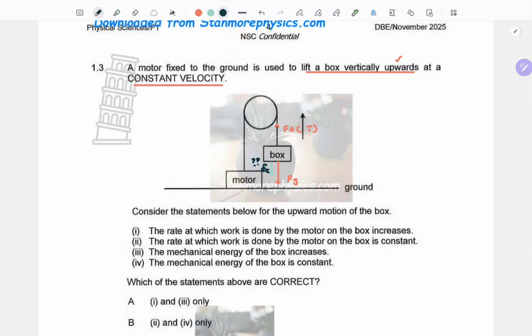consider the statements below for the upward motion. Right. Now, we are told in statement 1 that the rate at which work is done, which is a definition of power, capital letter P, by the motor on the box increases. Is that so? But now statement number 2 is also a similar situation. The rate at which work is done by the motor is constant. Now, we can clearly see that those two statements need us to evaluate them at the same time.